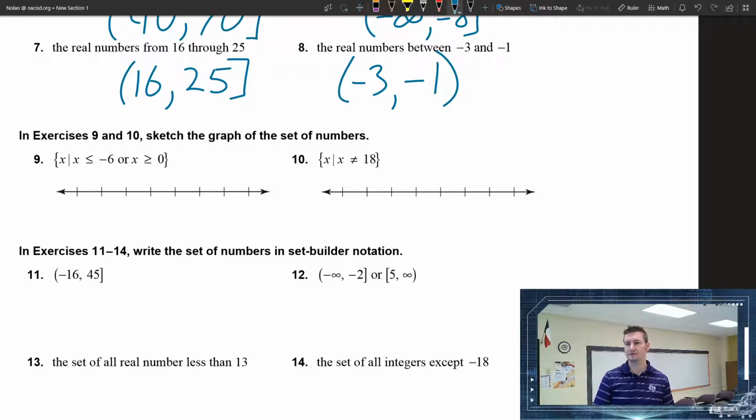All right, 9 and 10. Sketch the graph of the set of numbers. We can see that we have the set x, where x is less than or equal to -6. I'm going to change my colors here. So if we start at -6, let's see. They've given us a line graph here, but they haven't filled it in. So let's say maybe this.